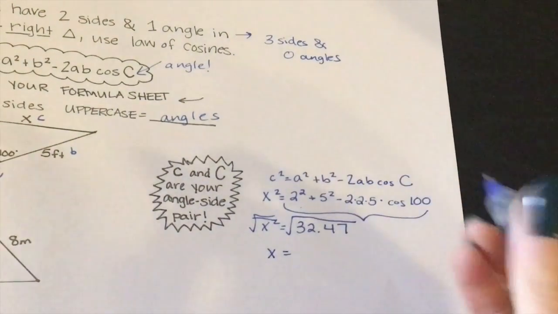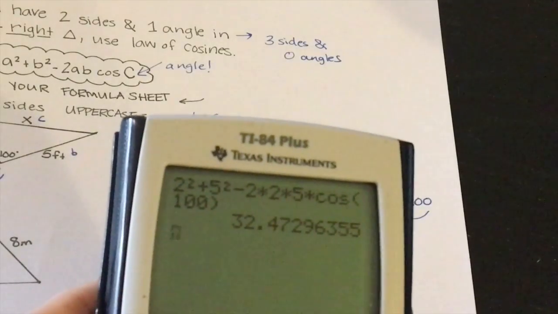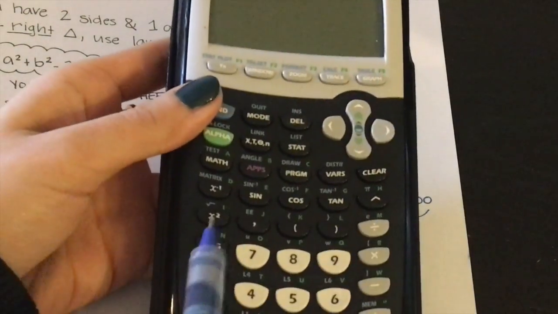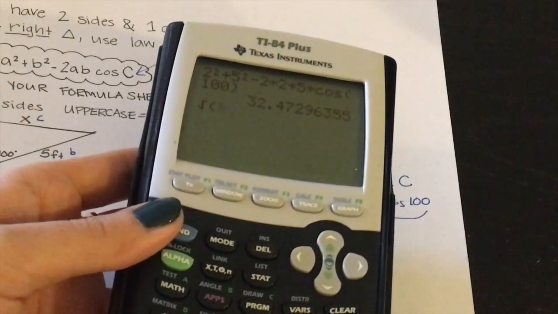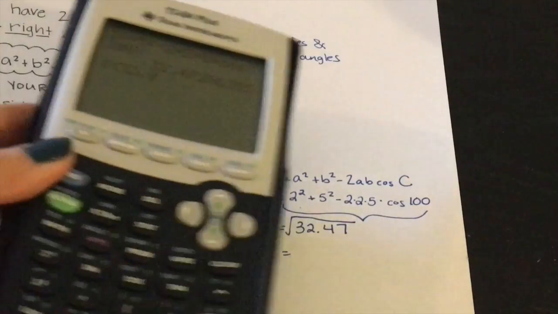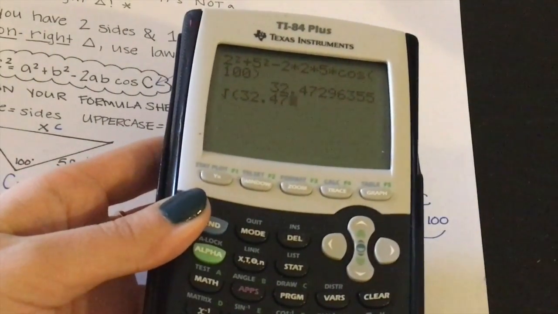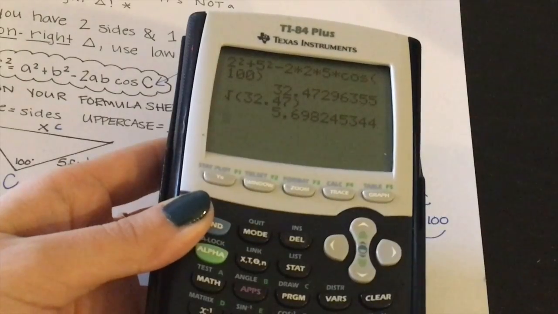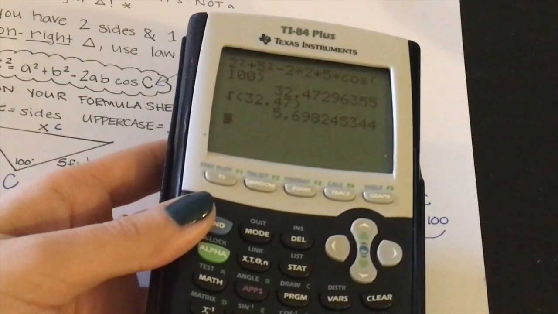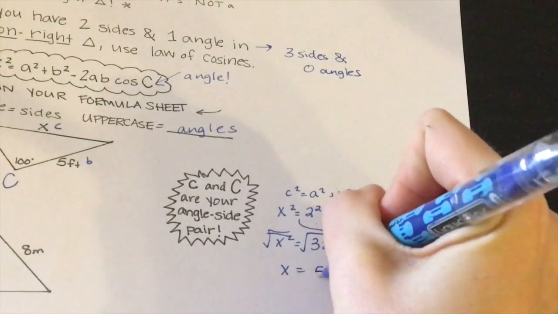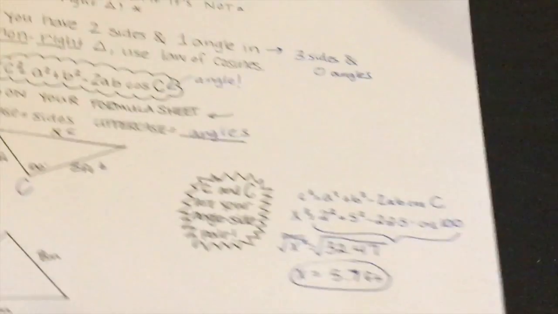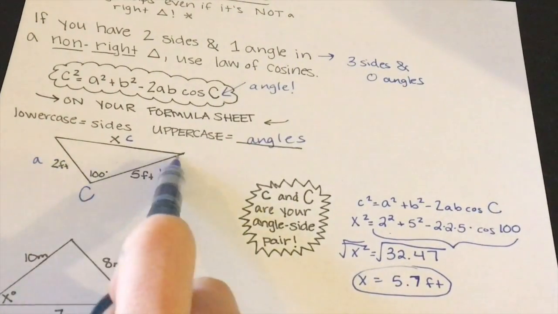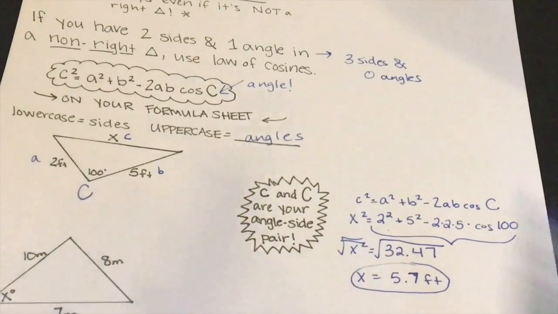So x is the square root of this. In case you forgot where your square root button is, it is the second function on x squared. So second x squared gives me the square root of 32.47. Rounding is fine. So it's 5.7, let's say, feet. This makes sense because it does appear that x is the largest side, so it should be longer than 2 and longer than 5. Cool.